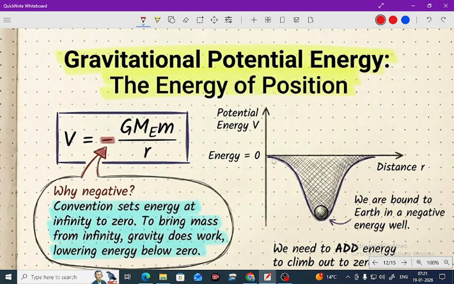Next point is this one, gravitational potential energy, the energy of position. U is equal to minus capital G Me m by r. Why negative? Convention sets energy at infinity to 0. To bring mass from infinity, gravity does work, lowering energy below 0. This is potential energy. See here, at this distance we are bound to Earth in a negative energy well. We need to add energy to climb out to 0.